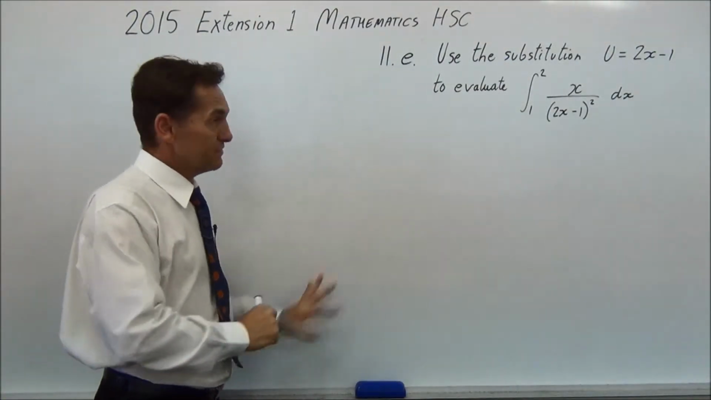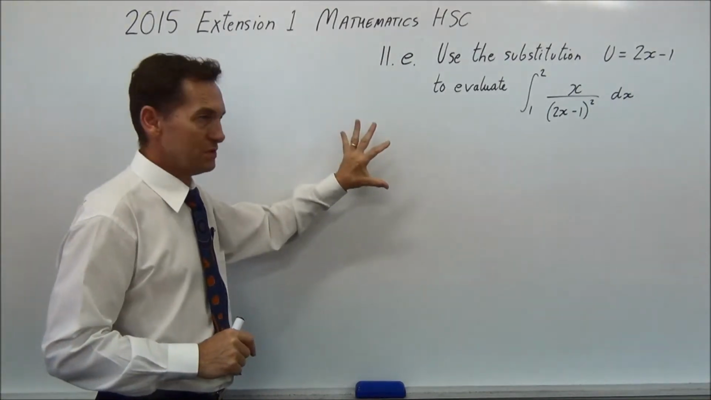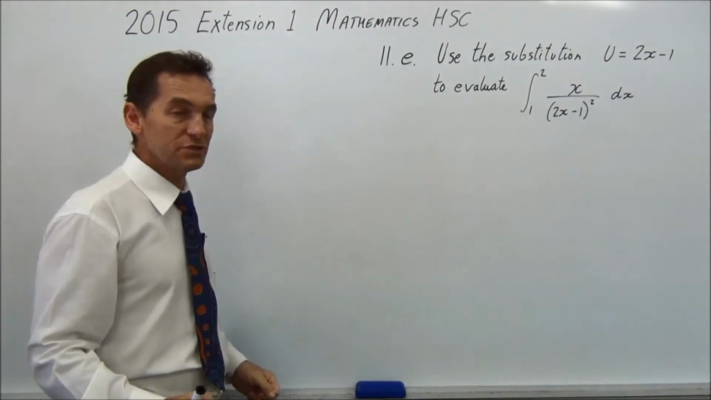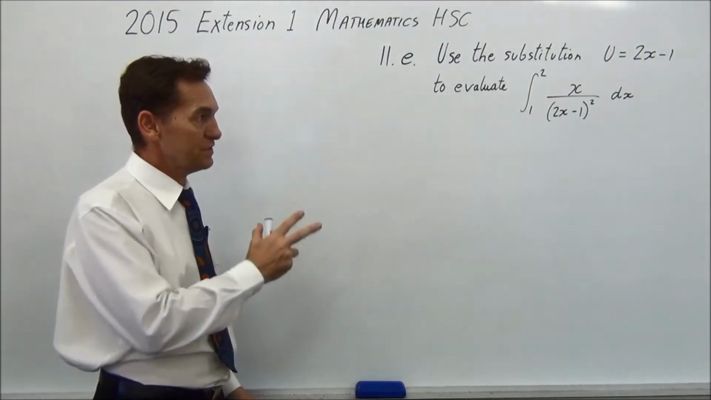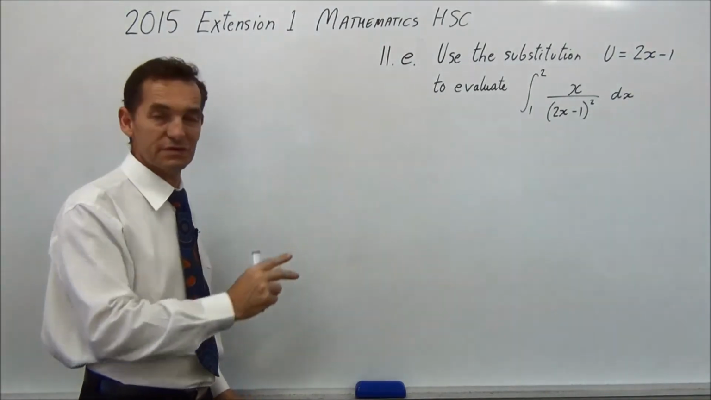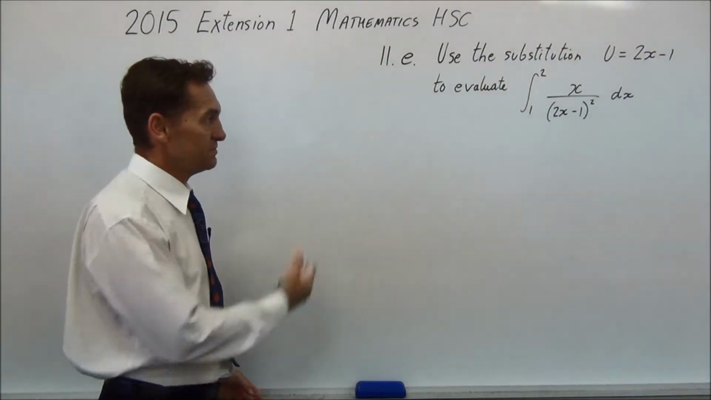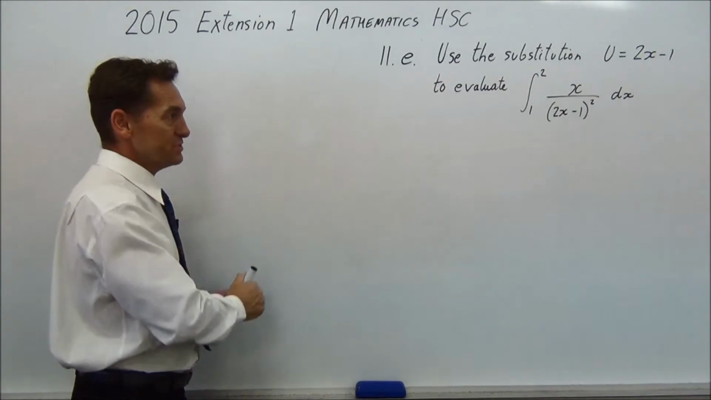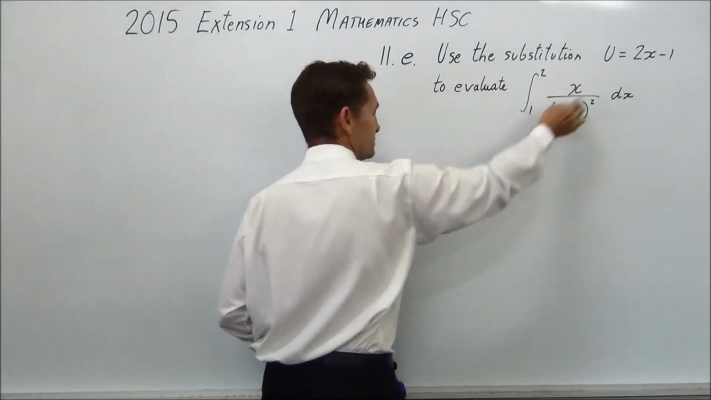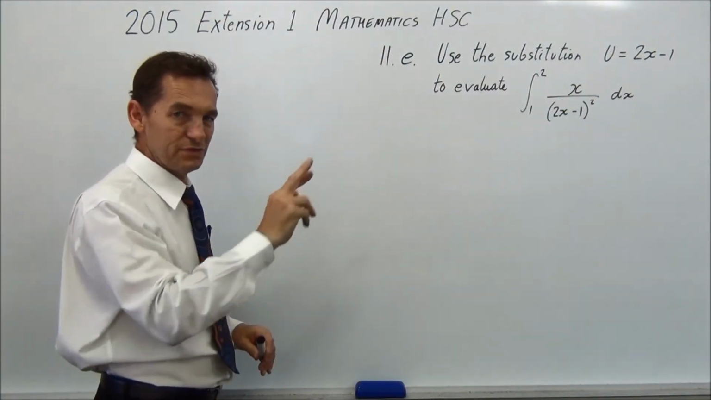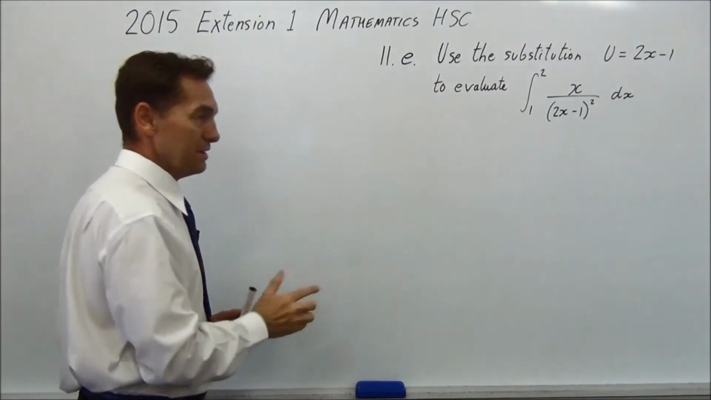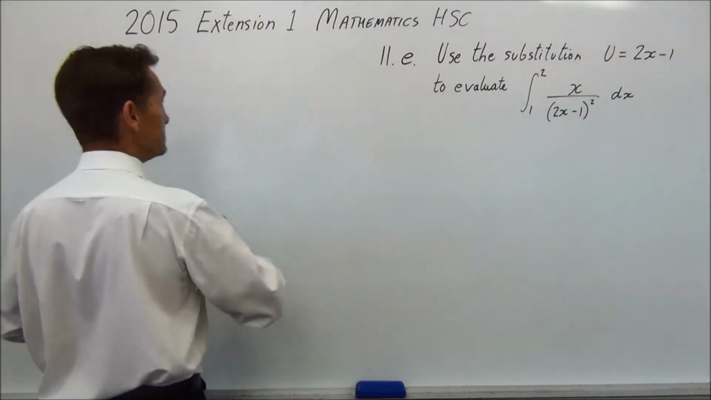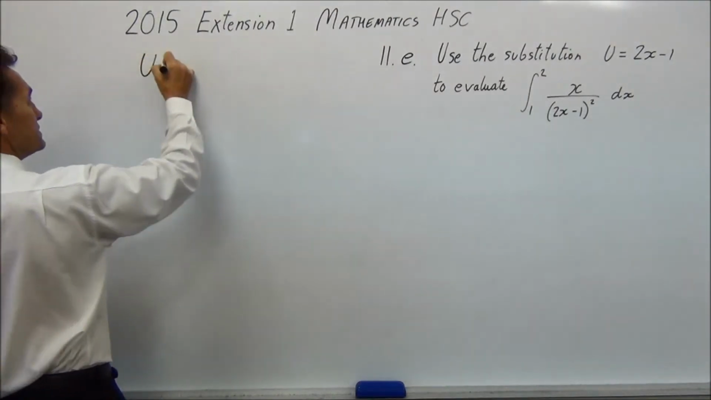G'day again, 11E. So for question 11, this one actually becomes quite tricky. Use the substitution u equals 2x minus 1 to evaluate the integral of x over (2x minus 1) all squared between 2 and 1. So you obviously need to start with the substitution, but having been given this, you'll see that the use of the half and the 2, unless you're paying attention and you do it carefully, you can really lose a mark very easily. So let's have a go.